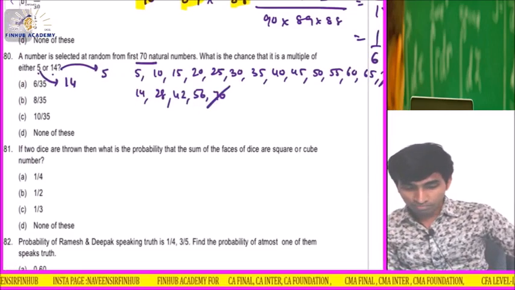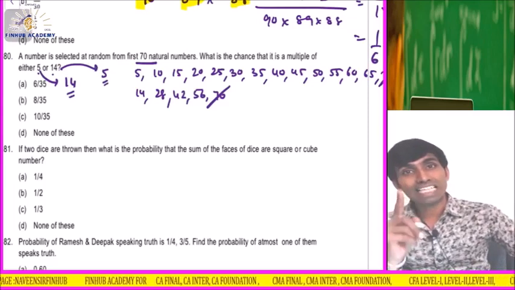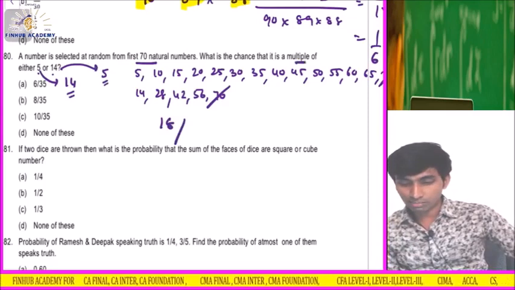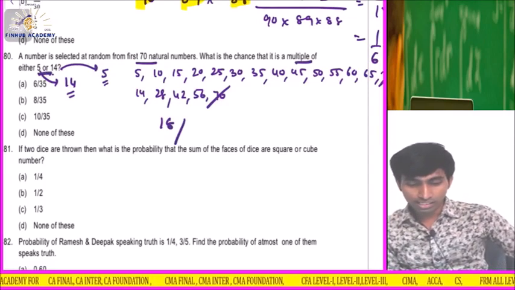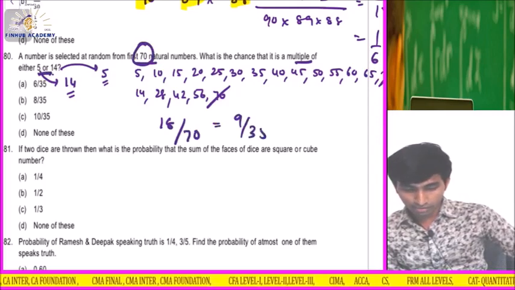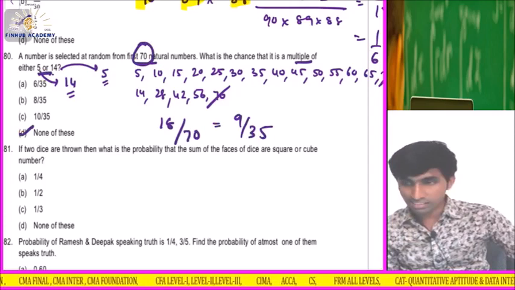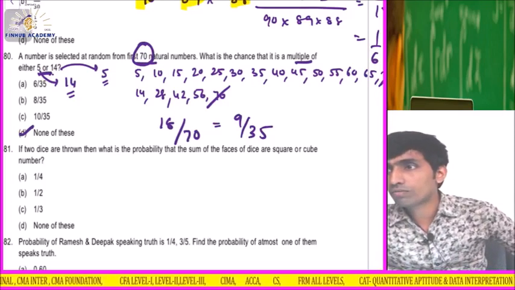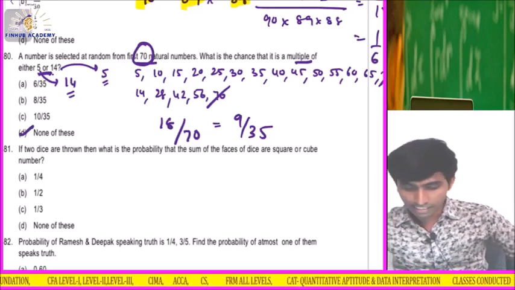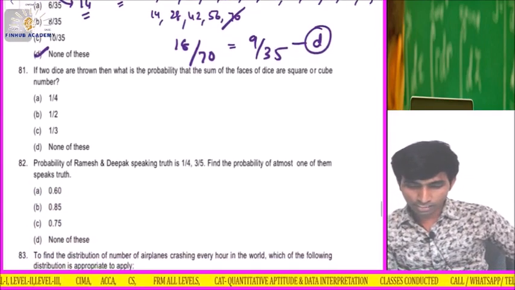So here there are 14 numbers, and here there are 5 numbers. 14 plus 5 is 19, minus 1 for that repetition, is 18. So 18 numbers are multiples of either 5 or 14. And how many was the sample space? 70. So 18 over 70 is 9 by 35. None of these is the answer. Let me check. This is the 80th question, answer is D, none of these. Option is D. Okay, easy.